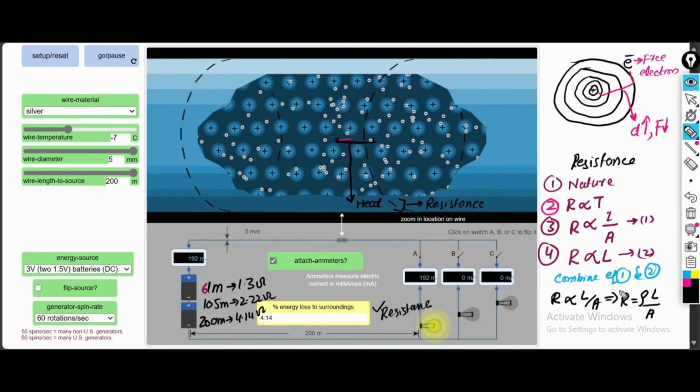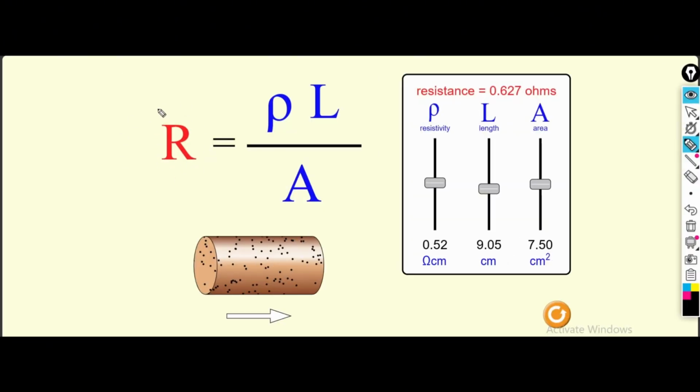Here this rho is actually the resistivity, and we will discuss this resistivity with the help of the next simulation. In the previous simulation, we derived this equation and concluded that R is directly proportional to L and inversely proportional to area. Now we will focus on what this rho, the constant of proportionality in this equation, is.